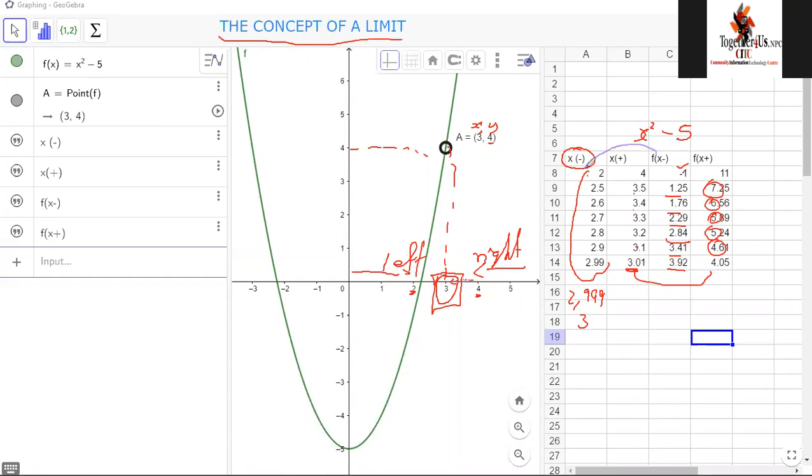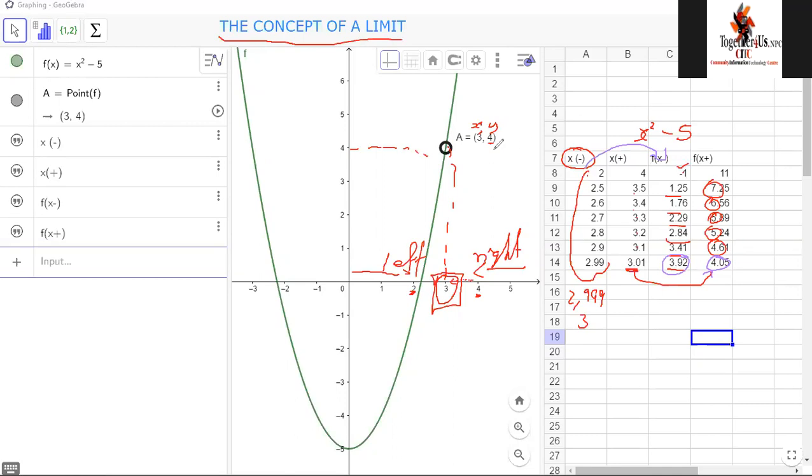And these ones here correspond with these ones. Okay, don't confuse these. So when we get closer to 3.01, so very close to 3, we get a 4.05. And if we round this off, that's definitely 4. If we round that off, that's definitely 4.